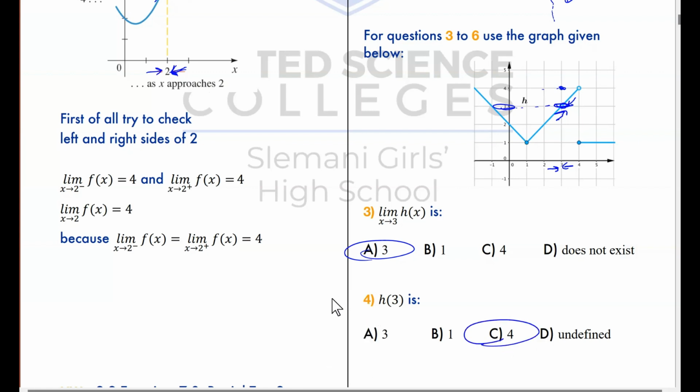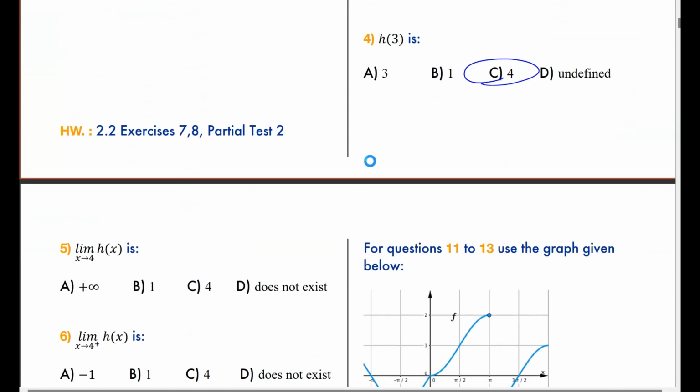Alright, so to evaluate the function, all we care about is a filled point. To evaluate a limit, we don't care whether the point is filled or not. We just focus on the behavior of the function near that point. Let's move on.